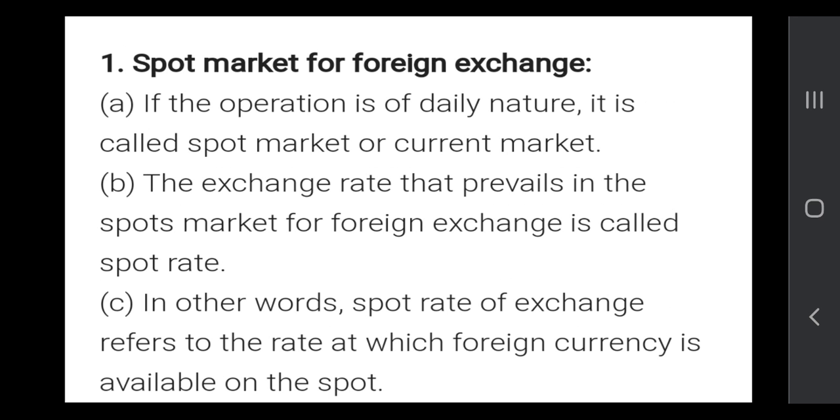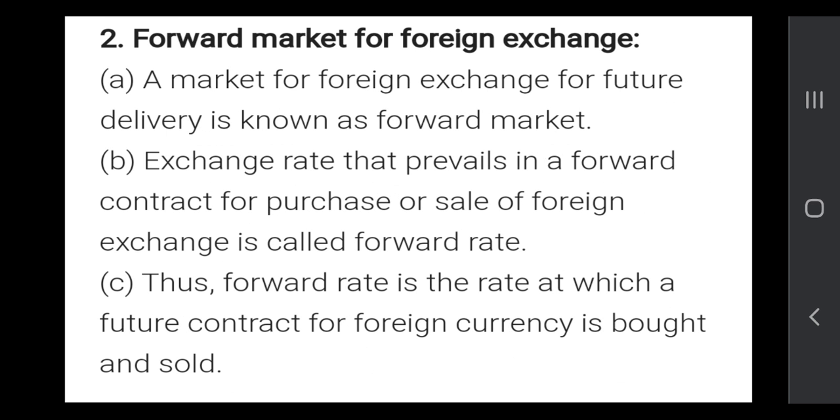As the name suggests, spot market means on the spot, as we normally use the word that on the spot it happens. So in spot market, the exchange is done on the spot only, means delivery is on the spot and the payment is also on the spot. In other words, spot rate of exchange refers to the rate at which foreign currency is available on the spot.